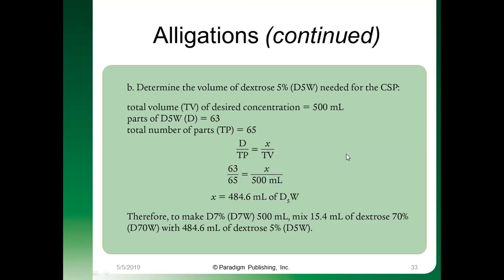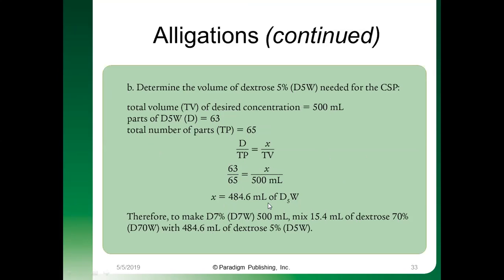The same thing that we did for the 70%, we'll do with the 5%. So the total volume doesn't change, that's the 500. The total parts of D5W is 63 from our subtracting, and the total parts is 65. So let's set up our formula. 63 divided by 65 is equal to X over 500. So 63 times 500 divided by 65 gives us 484.6 mLs of D5W.